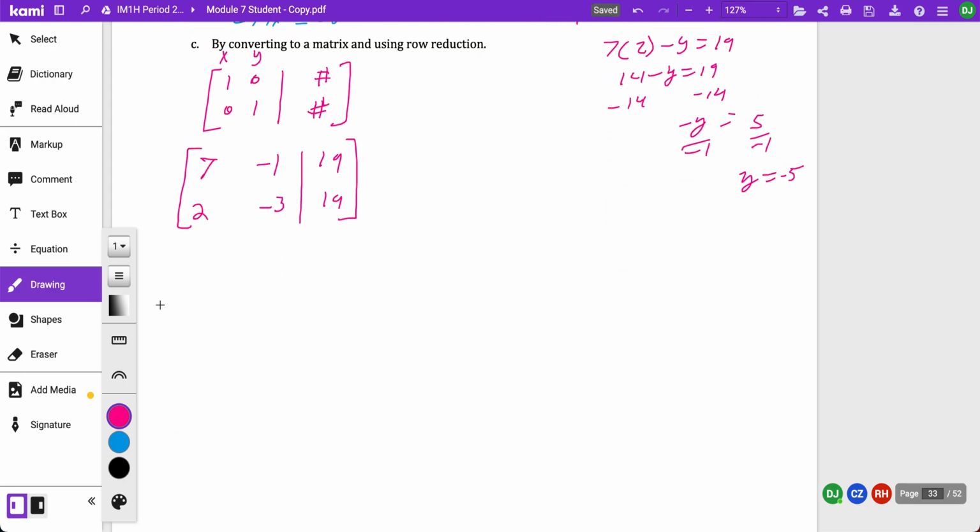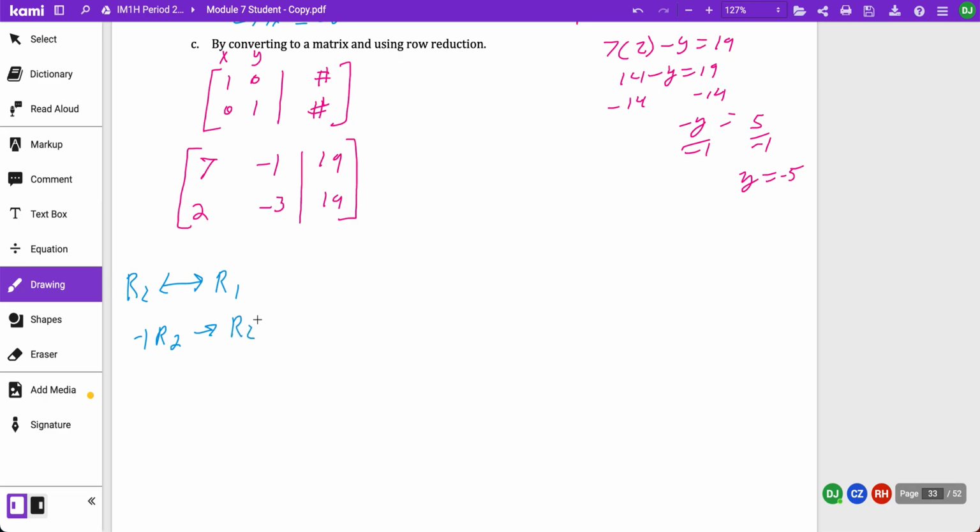And what I'm going to do first, don't forget we need all the rules always written down, is take row 2 and flip it with row 1. Then I'm going to combine 2 steps into 1. I'm going to take my new row 2 and multiply it by -1, and that will give me my new row 2.